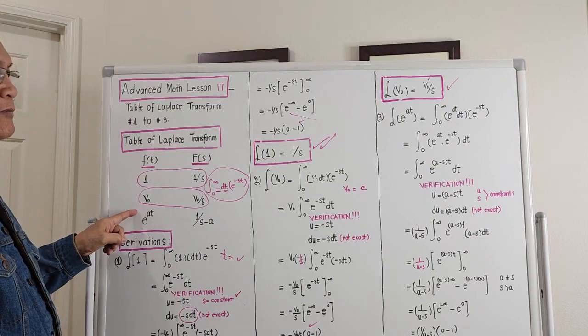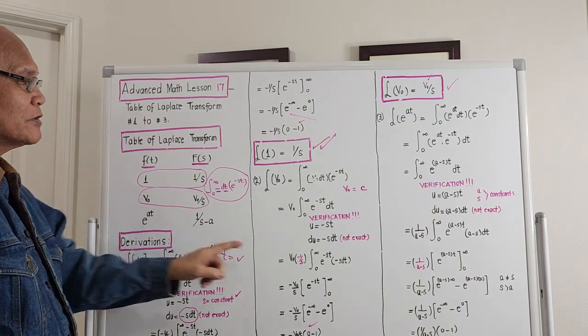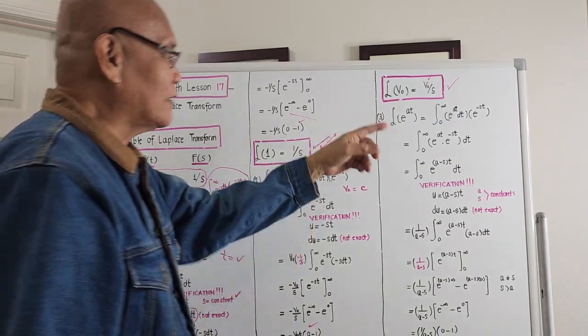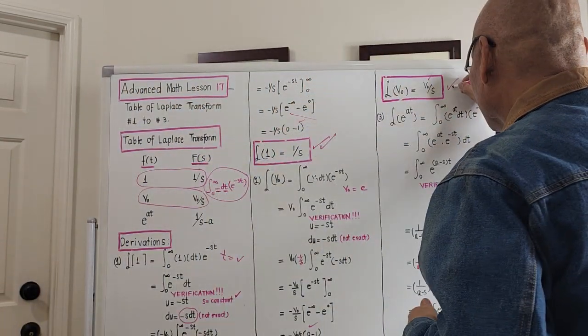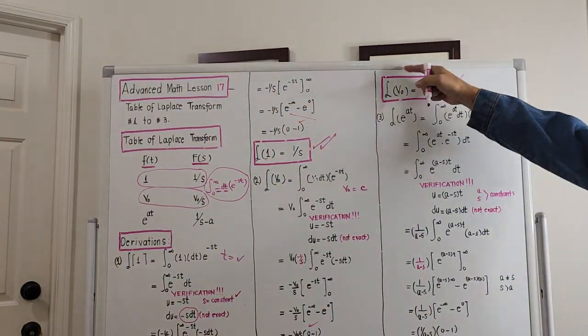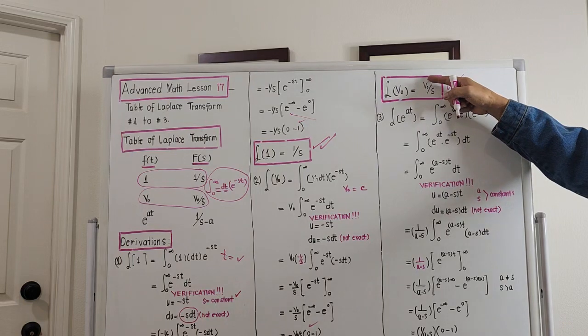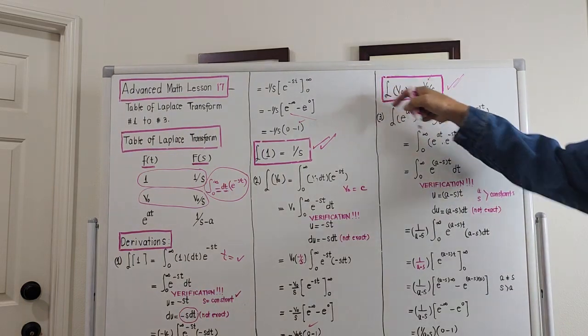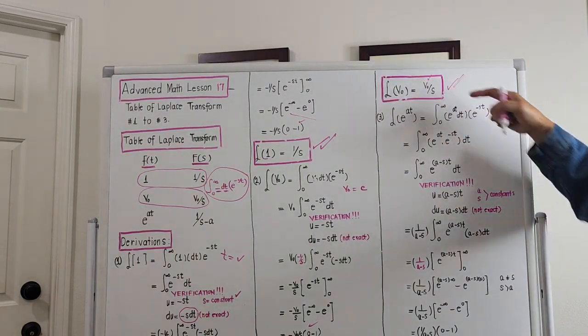This is just formula number 2. And the derivation is this. And the final formula is this. The Laplace transform of b sub O is actually b sub O over s. Laplace of b sub O is b sub O over s.